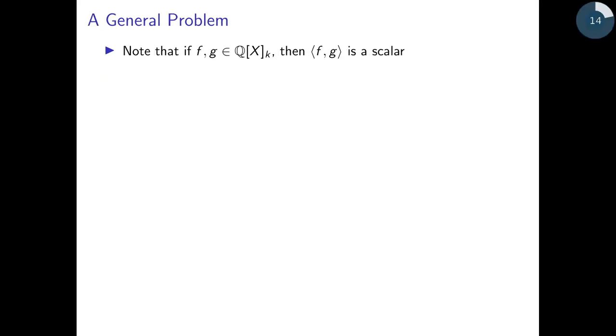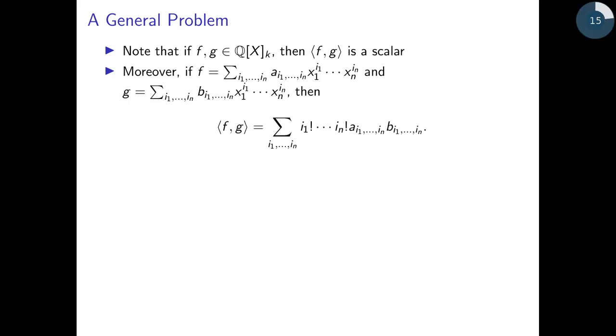Now it's easy to see that if f and g are both homogeneous and of the same degree, then this inner product type thing just gives you a scalar. And you can think of angle f, g as being like a weighted dot product of the coefficient vectors of f and g. And the weights will be given by some product of factorials. And it's also straightforward to see that this actually gives you an inner product in this case.